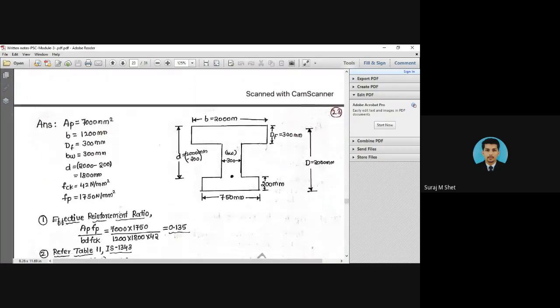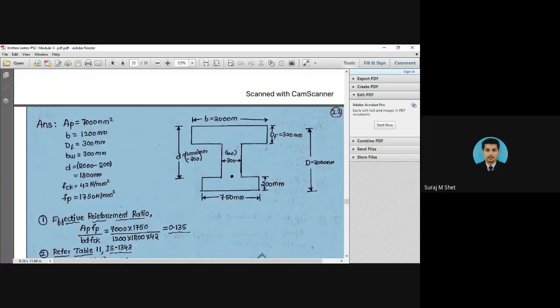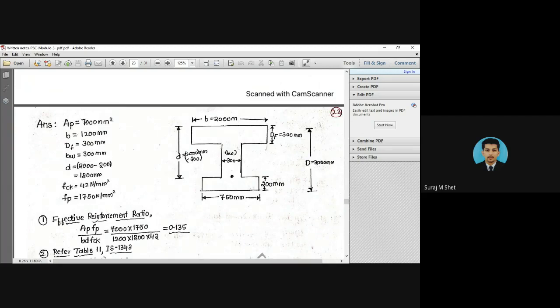So this is the I section. In the I section, they have given the top flange thickness and the depth of the flange and all. The overall depth is 2000 mm, the depth of the top flange is 300 mm, and the bottom flange is 750 mm wide and 200 mm deep. Overall depth is 2000 mm, but the tendon lies at a distance of 200 mm from the soffit.